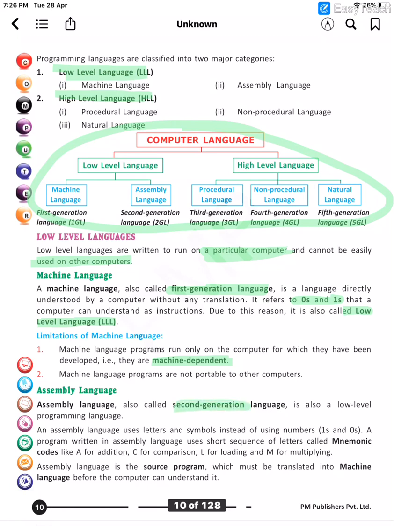Assembly language was called a second generation language, where we use mnemonic codes. Mnemonic codes in the sense A for addition, C for comparison, L for loading, M for multiplying. That means different codes we use. Repeat after me, children: A for addition, C for comparison, L for loading, M for multiplying.